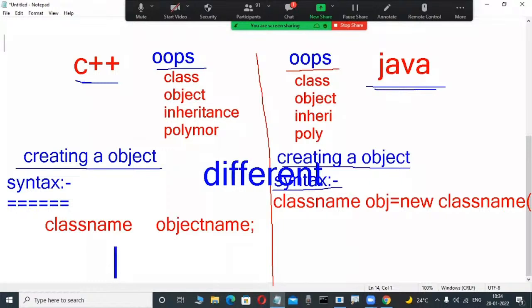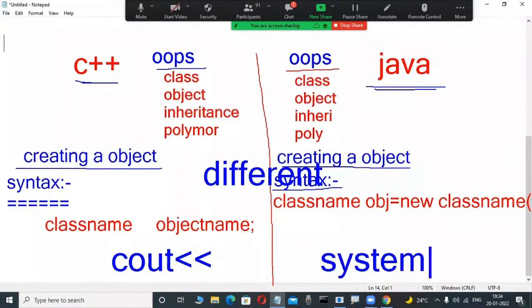Suppose in C++ I want to display output, cout is a function for streaming output only. And in Java, what is the function? System.out.println. That's why they are syntactically different. Functions are also totally different in these two object-oriented languages.